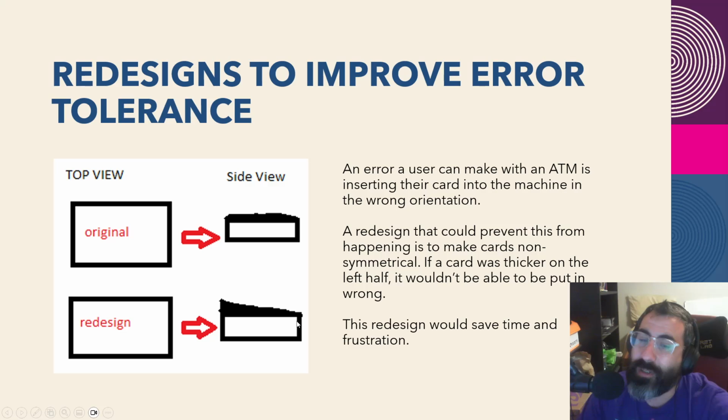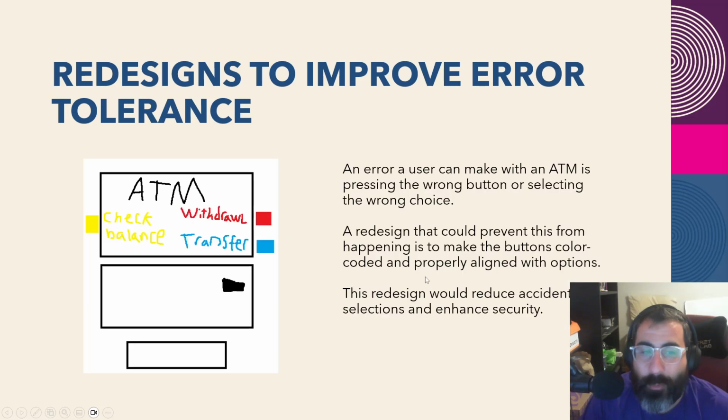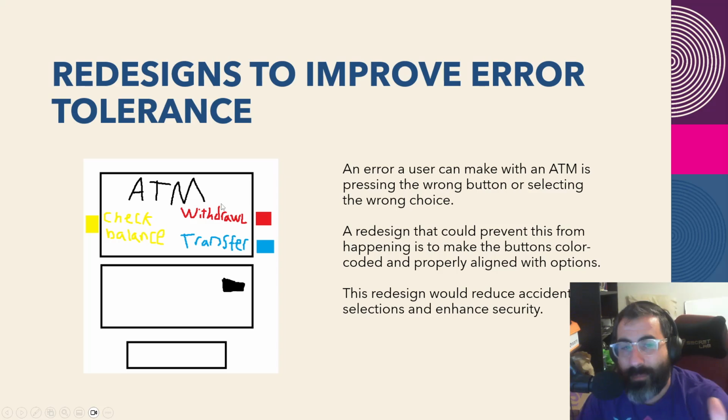A redesign for mapping would help because users will press the wrong button occasionally, and they will withdraw rather than transfer or something like that. A redesign for that is stronger color coordination. So if we color coordinated everything much better, it would be harder to make the mistakes, which would make the machine easier to use.